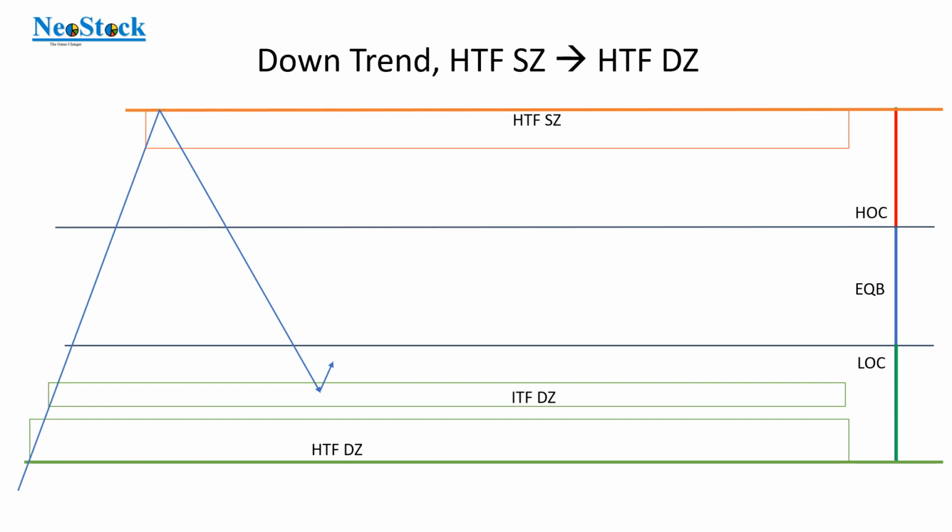Okay, now let us look into how we can plan trades against the primary price direction. What is primary price direction? That is HTF price direction. Against HTF price direction, you can plan the trades, but not against the ITF price direction.